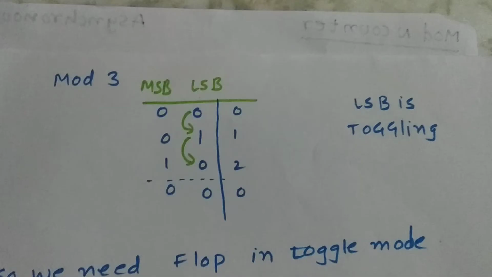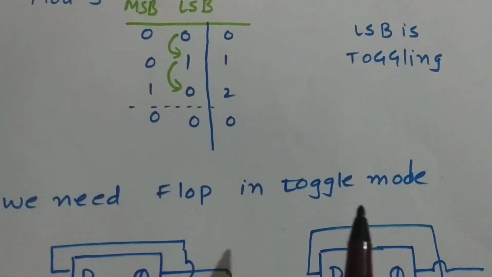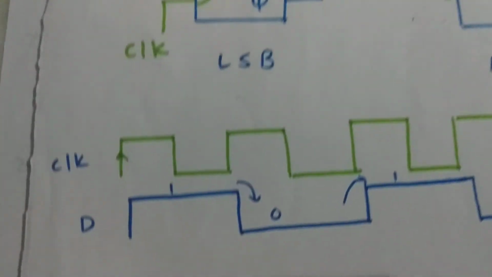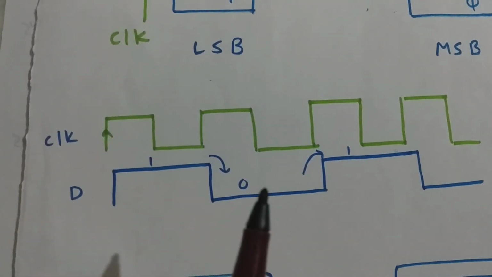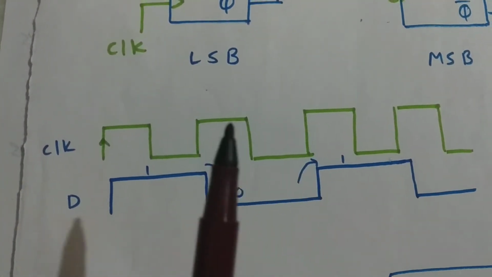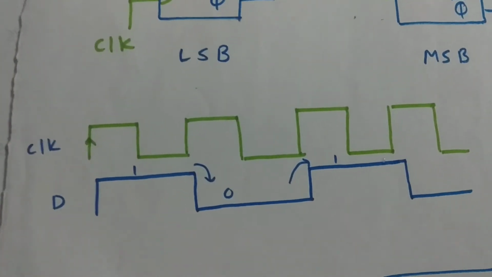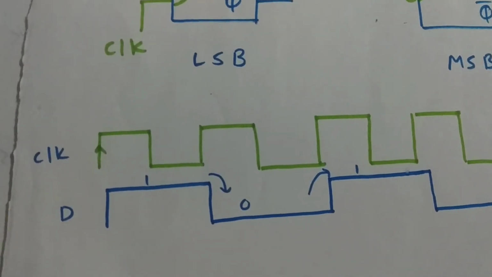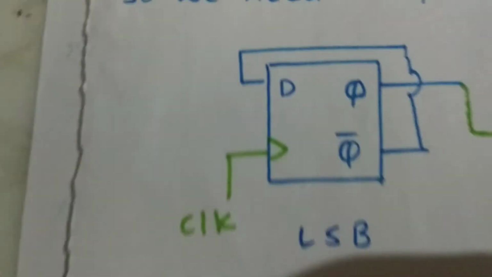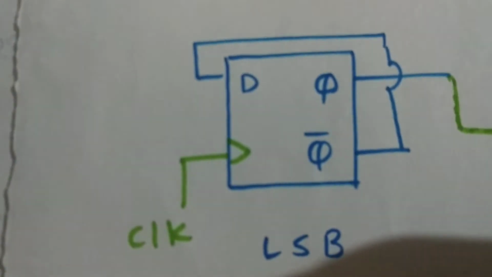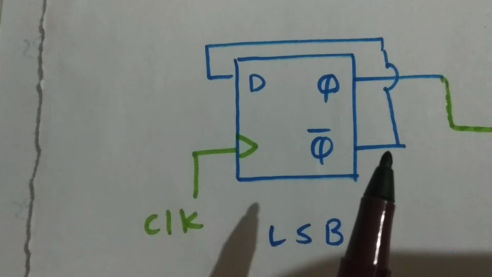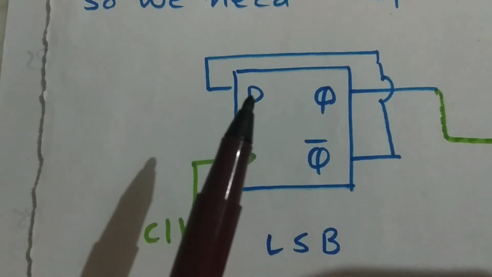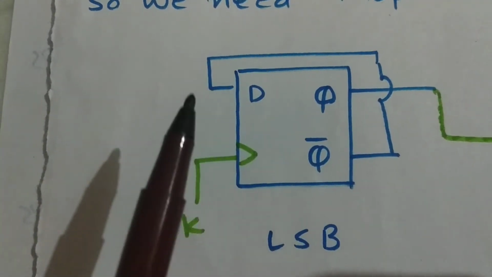So what is the important thing? We need the flops in toggle mode. What is meant by toggle mode? Toggle mode is nothing but our inputs being toggled from 1 to 0 and 0 to 1. So our flop should be in a toggling mode. When will a D flop be in a toggling mode? Understand this. A D flop will be in a toggling mode when we give the Q bar output to D. As you can see, D is getting the input from Q bar.